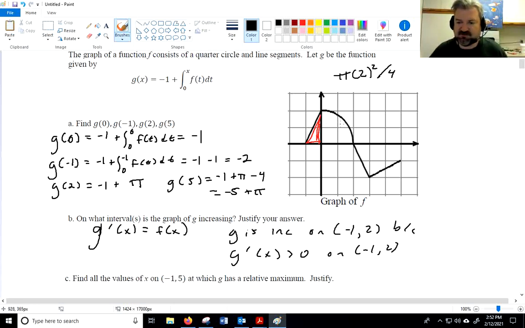But also we can see it in terms of area. And as these areas are above the x-axis, this accumulation is growing, as opposed to here where the area is negative.